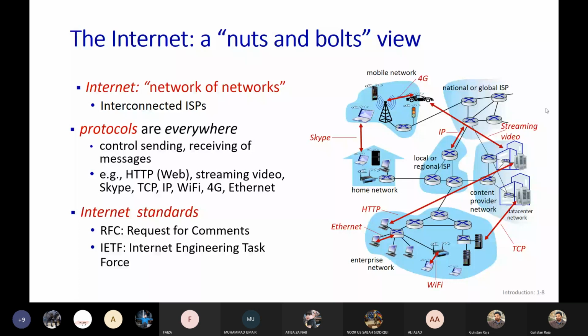Now these standards are basically required, and the internet also has standards. Internet standards have a slightly different name. We call them RFCs. We don't call them standards. In fact, the typical name given to internet standards is RFC. RFC stands for Request for Comments.